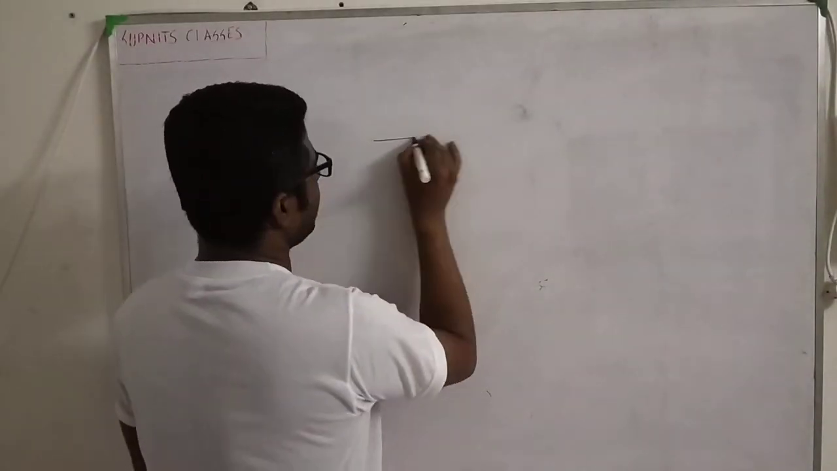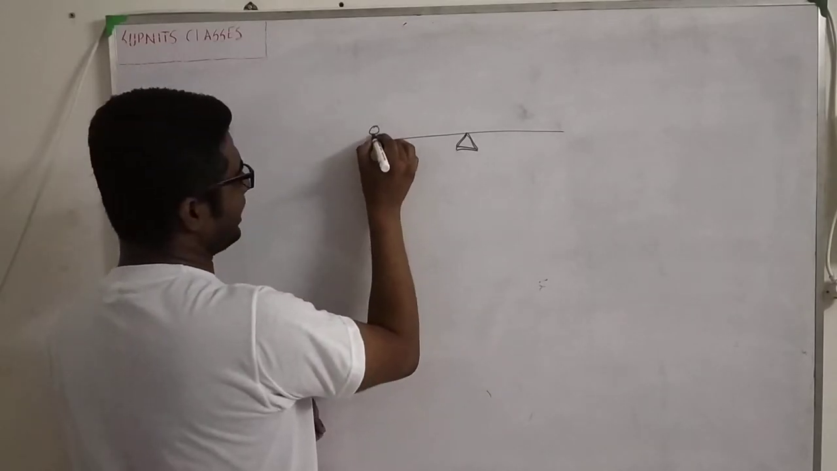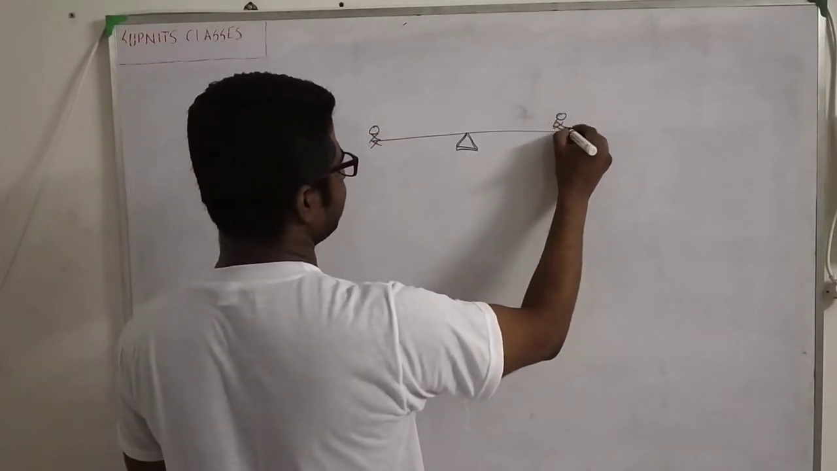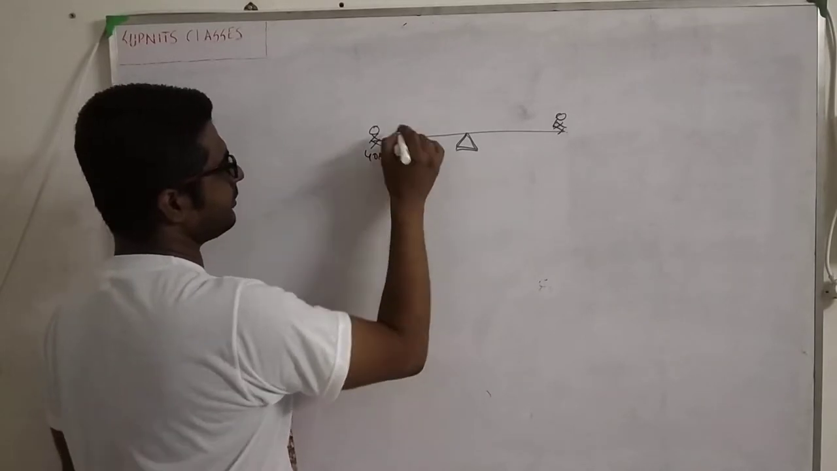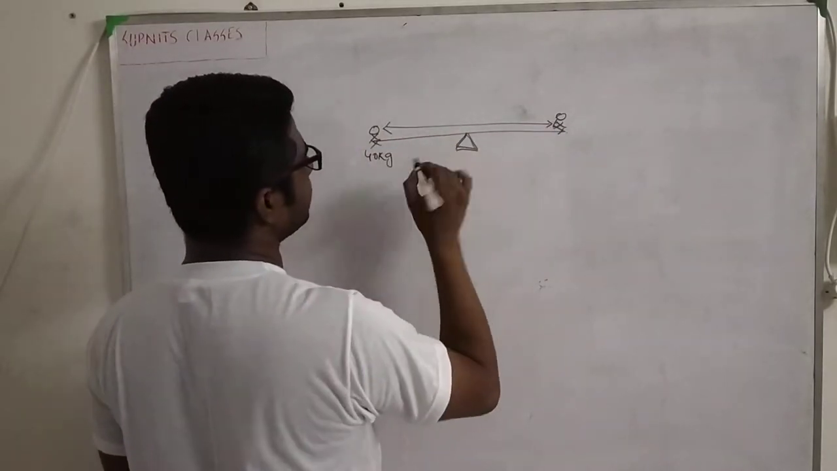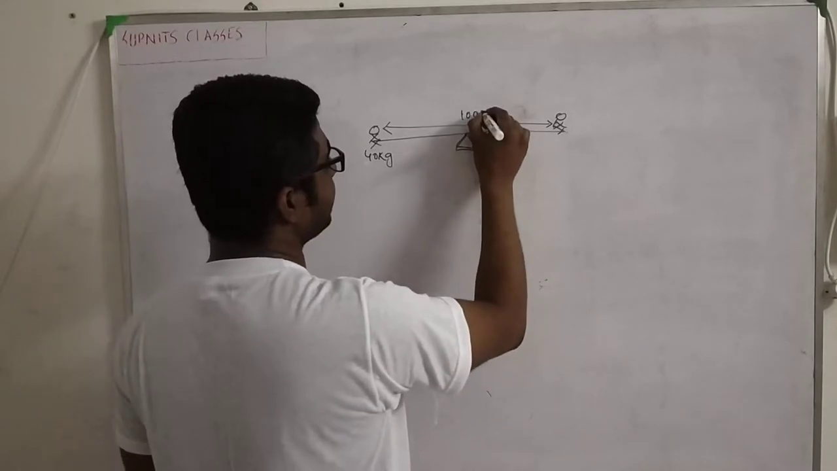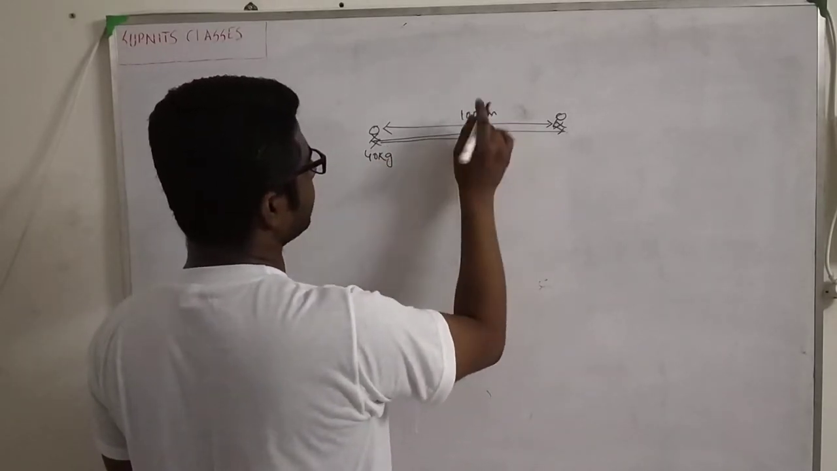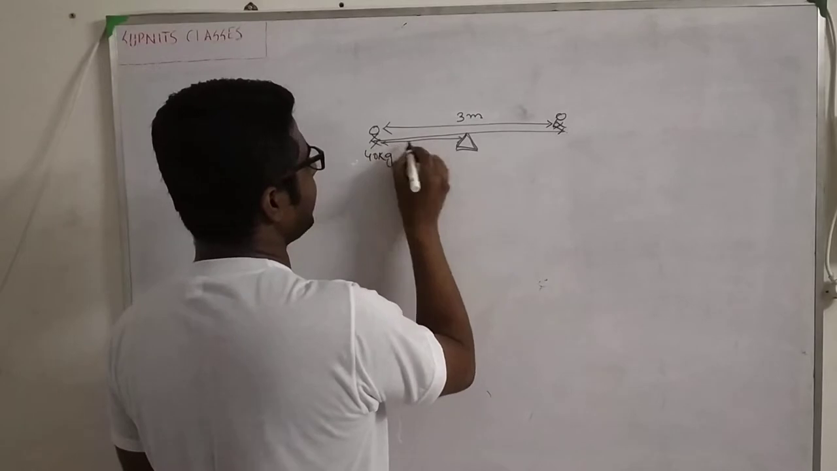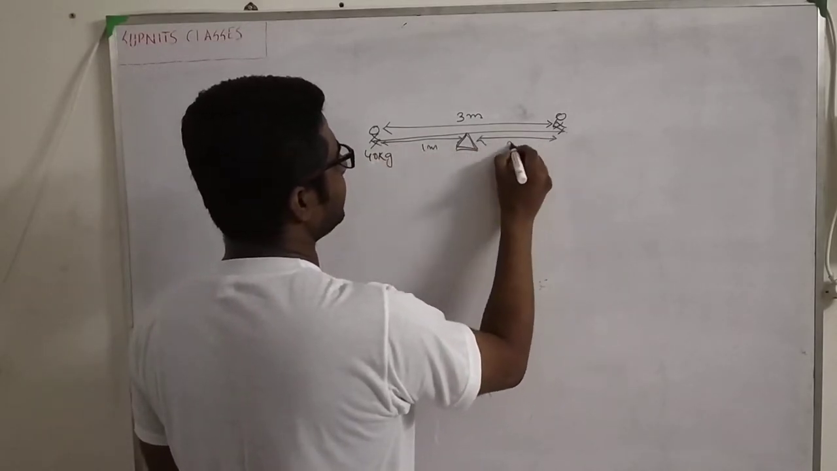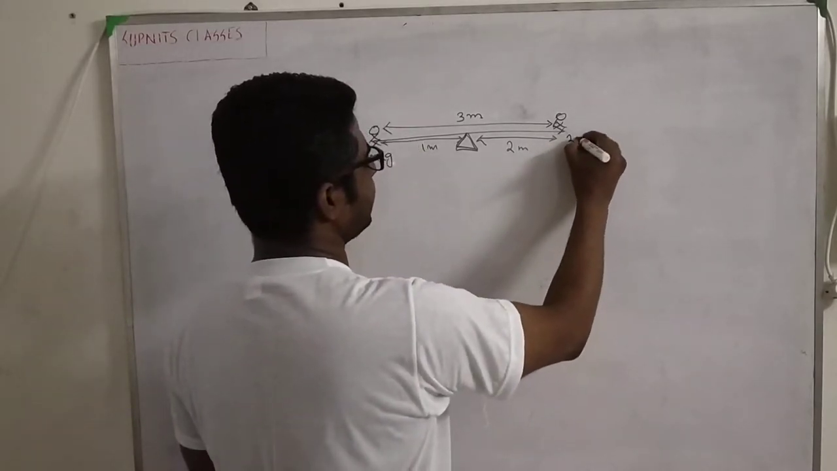Analytical stuff. Let us take a beam balance. Sorry, a seesaw. One person is sitting over here, another person is sitting over here. Now this person has a weight of say 40 kg, and the total distance may be 100 meter. So a long effort. 100 centimeter will do. It's too less, so we'll take 3 meters. Let this be 1 meter and let this be 2 meter.